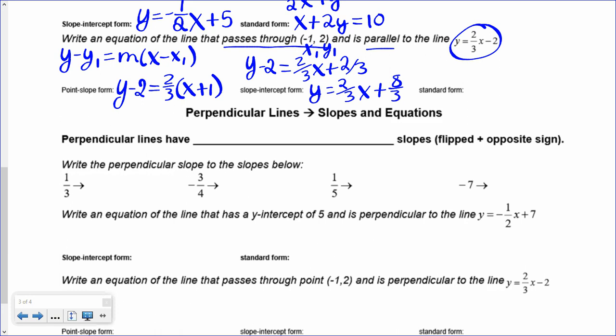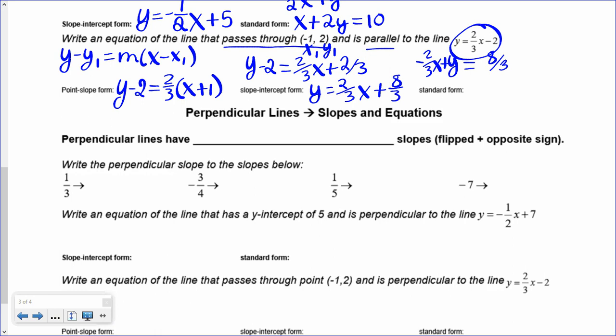Alright, now I need to write it in standard form. Again, I need the x, then the y, then the equal sign, then the number that doesn't have a variable. So what would I do first? Move the x over? No. Because the x always has to be positive. I understand that, but we can take care of that in a second. You can do it whatever order you want, but I like this one. If you prefer that, that's cool. If not, you can remove the fraction or whatever first.